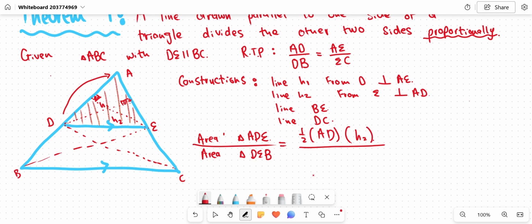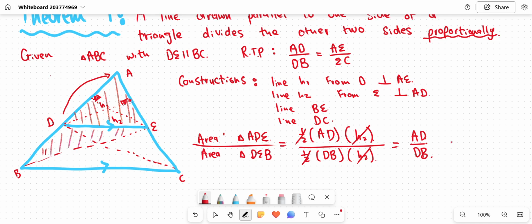I hope you're seeing that, guys. And the area of this triangle, sorry, let me highlight it. The area of this triangle here is going to be half, but the base of that triangle is DB, and it also has the perpendicular height, which is H2. That's how you'd calculate the area of that triangle. So now what we notice is that these halves are cancelling, these H2s are cancelling, and so we have AD divided by DB.